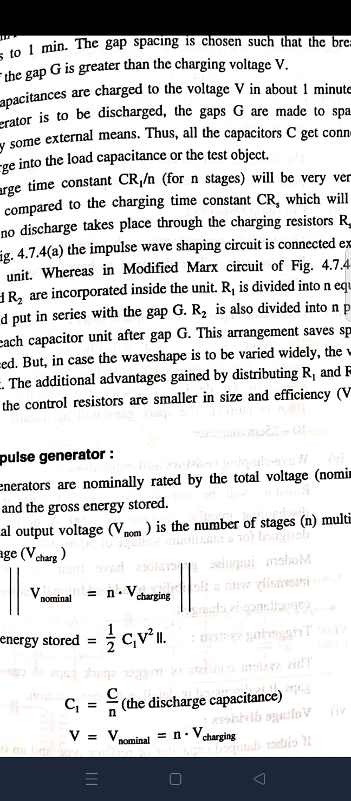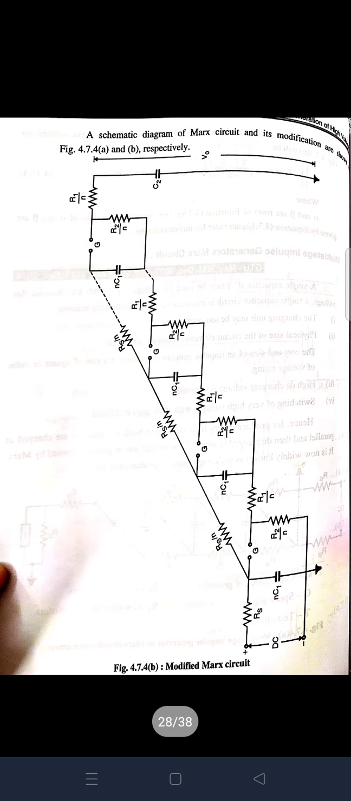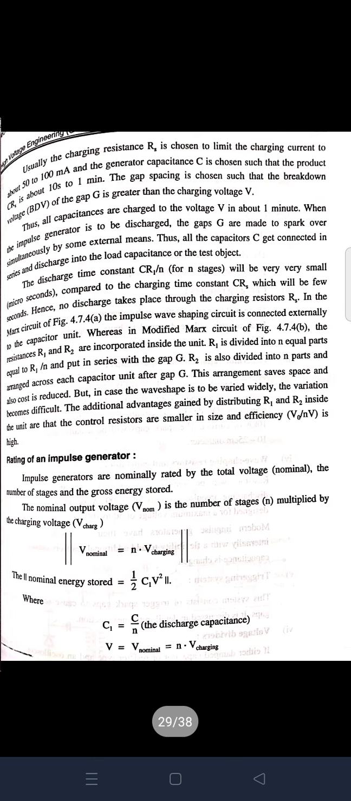Here we have a 16 stage generator. For example, a 16 stage impulse generator having a stage capacity of 0.28 microfarad and a maximum charging voltage of 300 kilovolt will have an energy rating of 192 kilowatt-seconds. So these are the values.